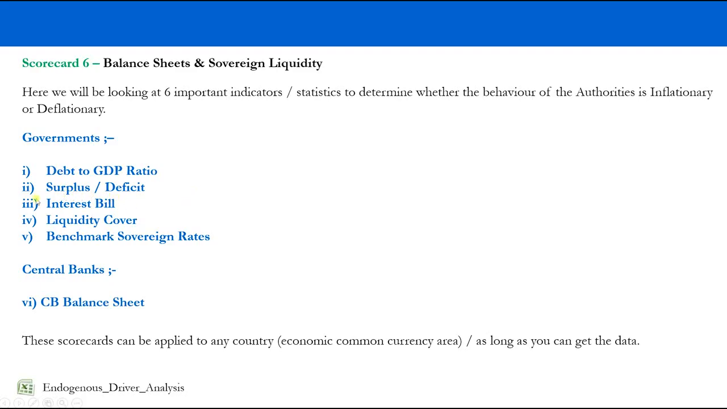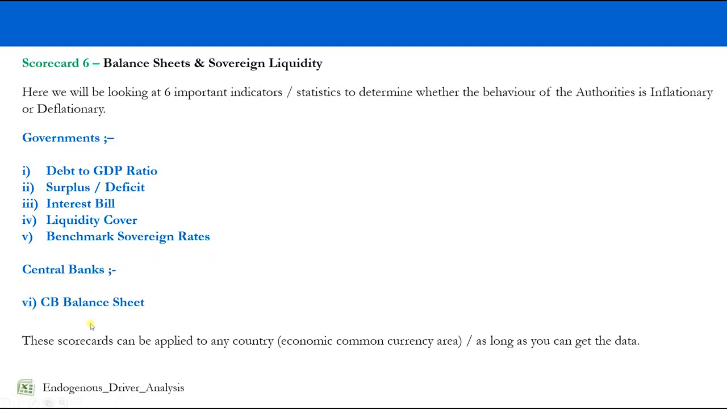We're going to be looking at the interest bill, so the bill that the government is currently paying on its debt, and the magnitude of that bill. We're also going to be looking at the liquidity cover, so the cover that the government has in terms of paying its bills. That's basically litmus testing the probability of default or not through the liquidity cover. So what does the government have in order to pay its obligations? And we're also going to be looking at benchmark sovereign rates, so the actual interest rates on government bonds.